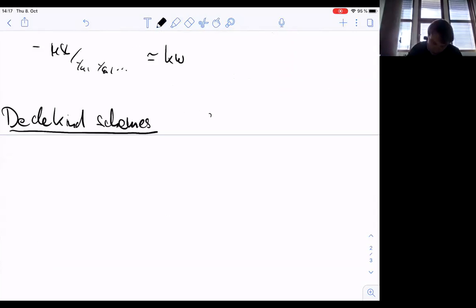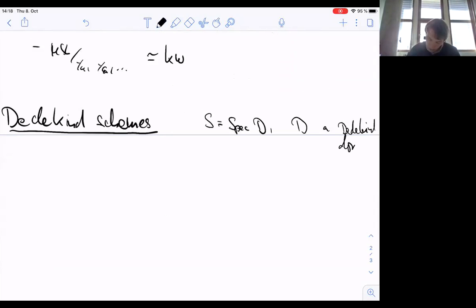Right, so what this means, of course, is that, well, what I'm going to mean by this is that S is the spectrum of D, where D is some Dedekind domain. Of course, still containing 1/2, so you can take the spectrum of Z[1/2], for example. Or, of course, you can take your favorite field of characteristic not 2. And the point is that then we can say much more about this little kW guy. So this is Theorem 3.